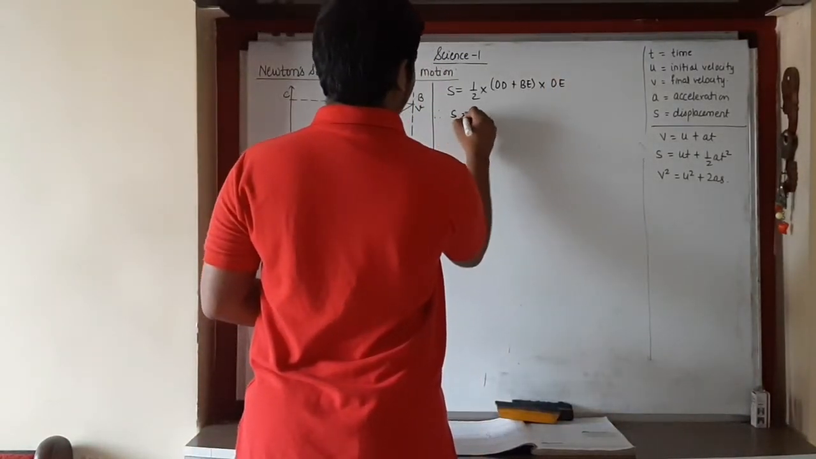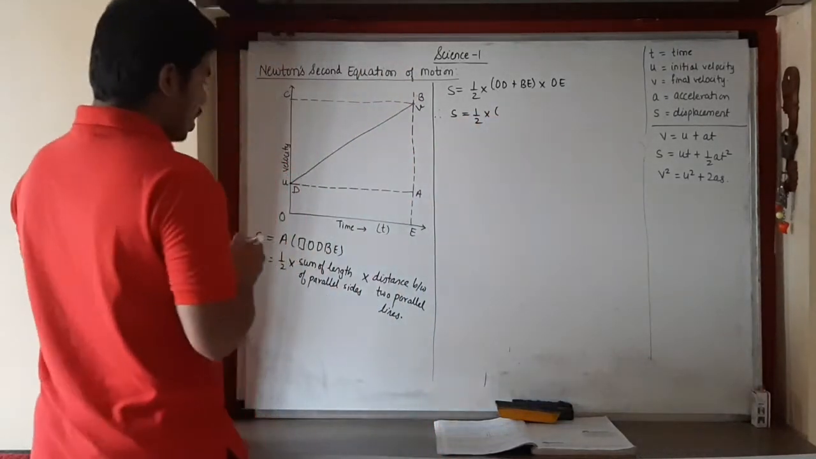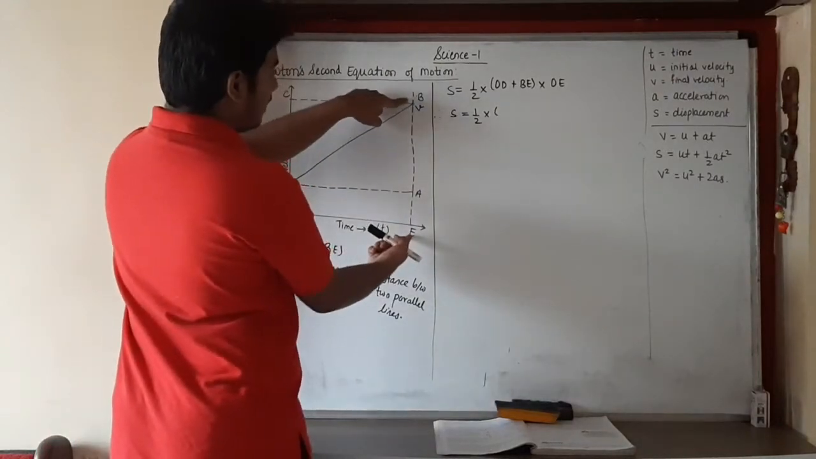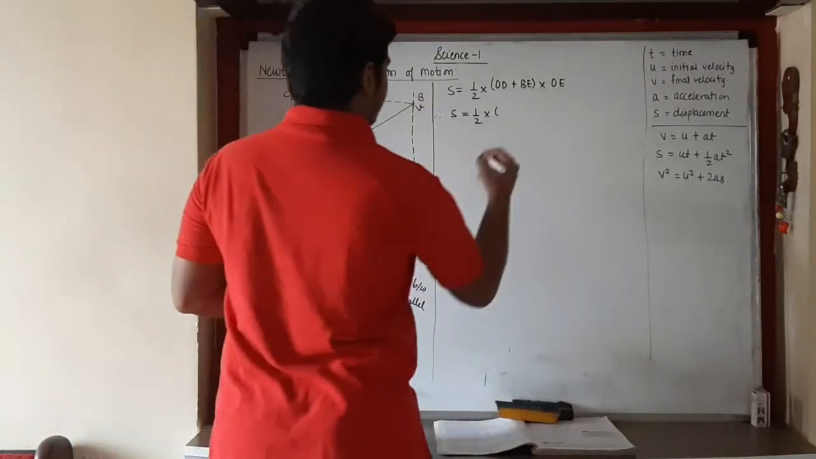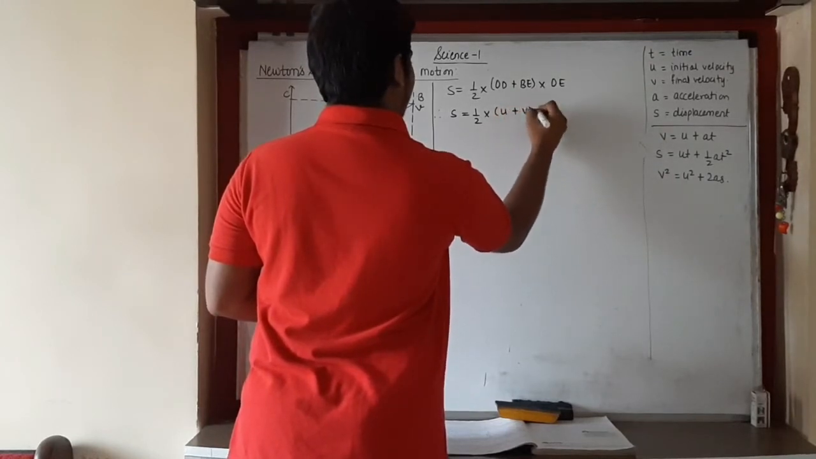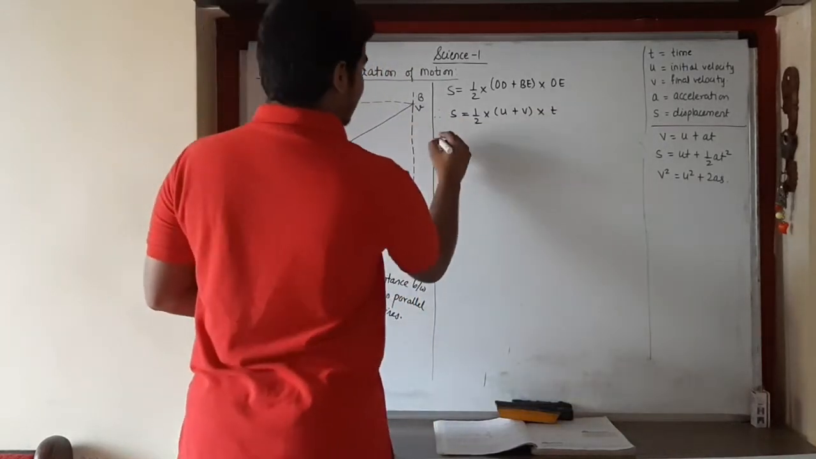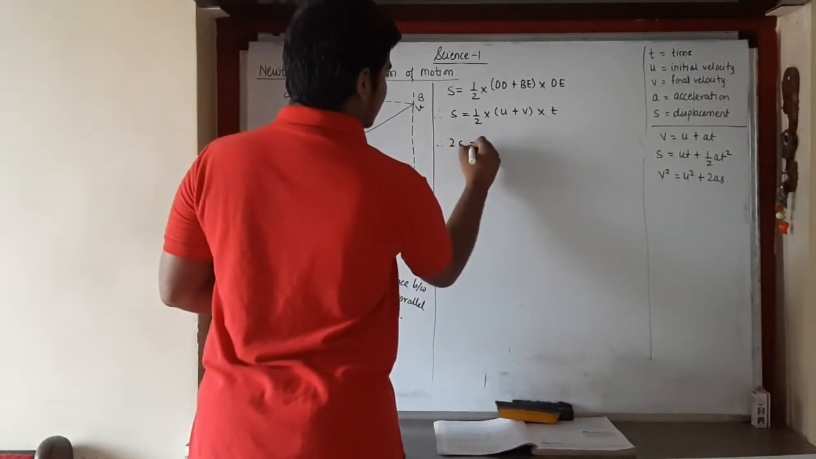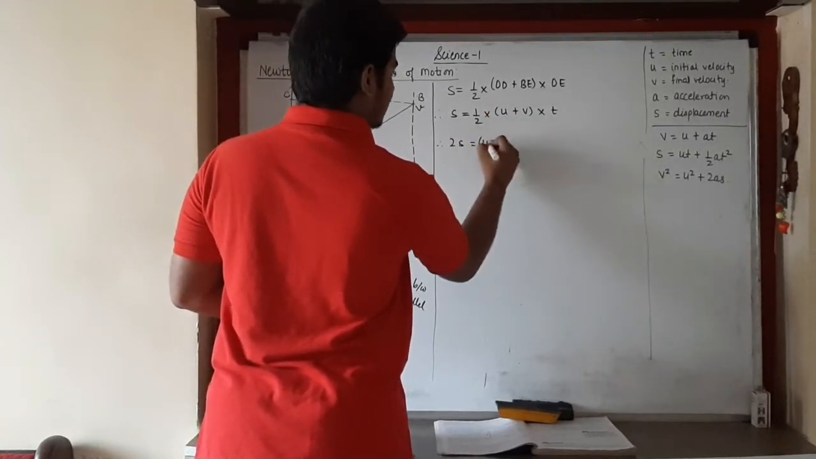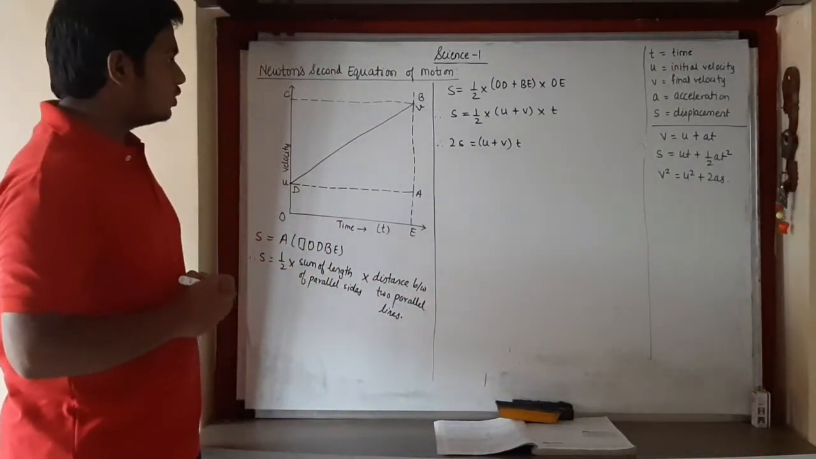So therefore this will become s equals half multiplied by (u plus v) times t, where u is the initial velocity and v is the final velocity. So this will become initial velocity plus final velocity multiplied by time. Shift 2 to this side. So we will get 2s equals (u plus v), because 1 multiplied by any number is the number itself, multiplied by t. Yes or no, students?